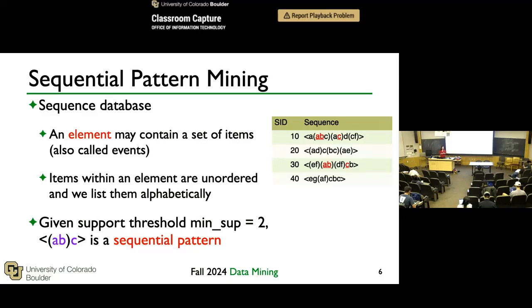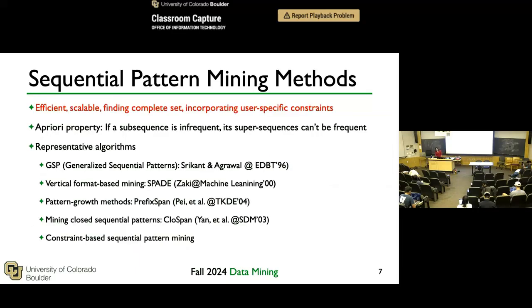Yes, sequential would intuitively be of higher complexity, because now you're talking about an ordered combination rather than just putting things together as a union, okay? So it turns out it's much harder to do this.